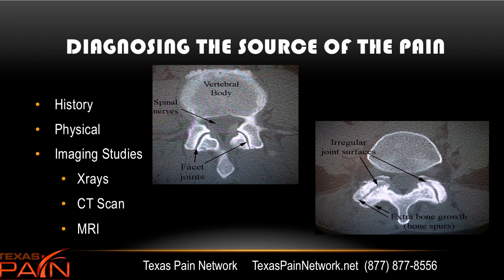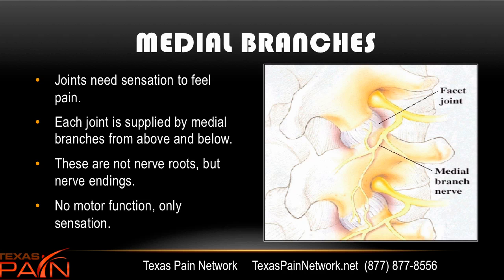When you try and diagnose the source of the pain for facet joints, it involves a history, physical, imaging studies such as x-rays and maybe a CAT scan. On this CAT scan you can see these facet joints here and here. They actually look very clean. But when you look at arthritic ones, it's hard to even see the joint space. There's bone spurs, irregular joint surface, and those can be a source of pain, or they may cause no pain at all. Joints need sensation to feel pain.